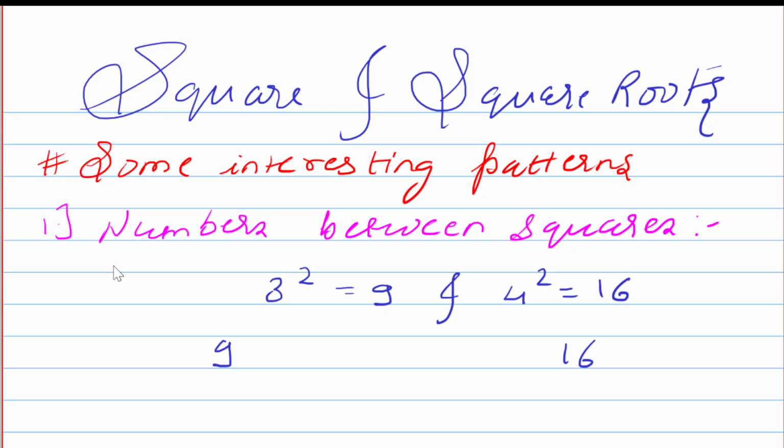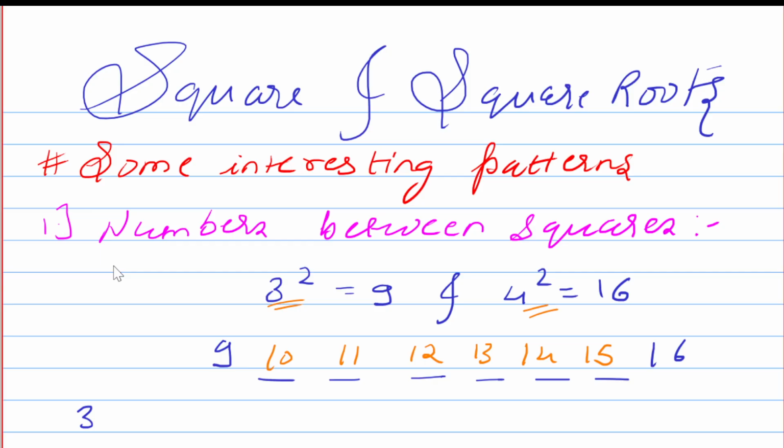As we know, 3 square is 9 and 4 square is 16, right? How many numbers are there between 9 and 16? 10, 11, 12, 13, 14, 15. So that is 1, 2, 3, 4, 5 and 6 numbers. There are 6 numbers between 3 square and 4 square, and 3 and 4 are consecutive numbers. Okay, so I will write that.